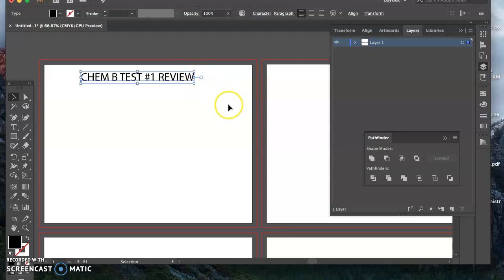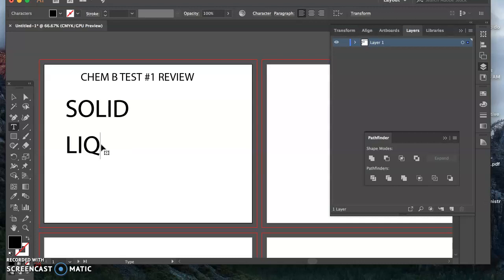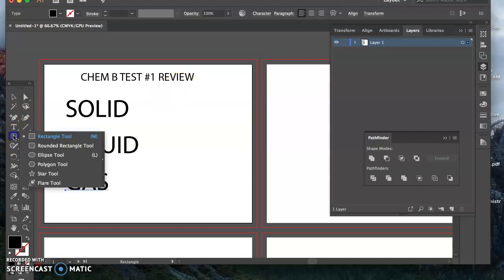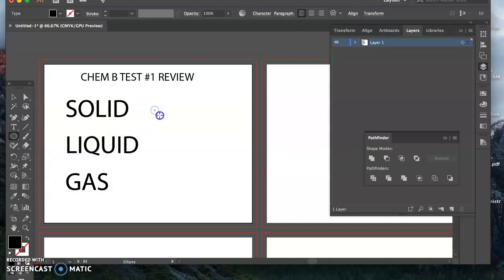So here we are, we're reviewing for Chem Test B. And what we're looking at is the three phases of matter, which are solid, liquid, and gas. And what do all these have to do with each other? Well, essentially, they're all made out of atoms.